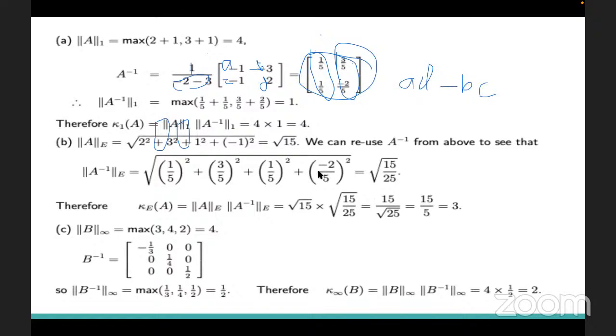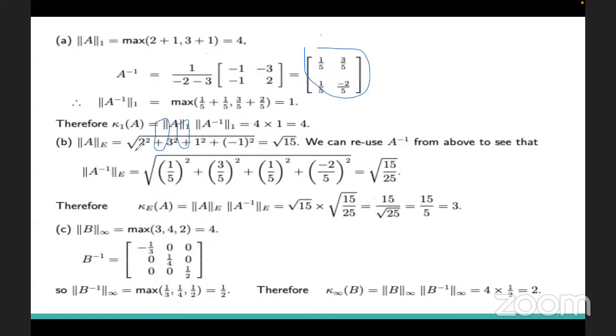Let's now do the same matrix using another type of norm, the Euclidean norm. All right. Remember, Euclidean norm is the square of each element summed together, then find the square root. We've already gotten the inverse here, so we don't need to derive the inverse again. It's the same matrix we are using. This is the inverse, so let's just use it down here.